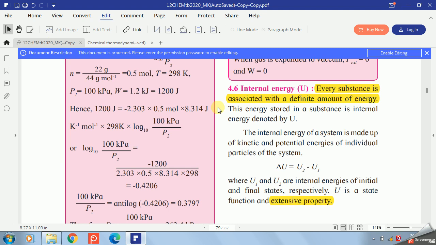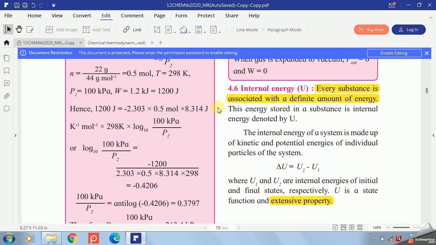So what is internal energy? Every substance is associated with a definite amount of energy. That energy is called internal energy. So many times a question may be asked, define internal energy. So you have tried this definition. Then this internal energy of a system is made up of two types of energies that we already know, potential energy and kinetic energy of the particles of that system.